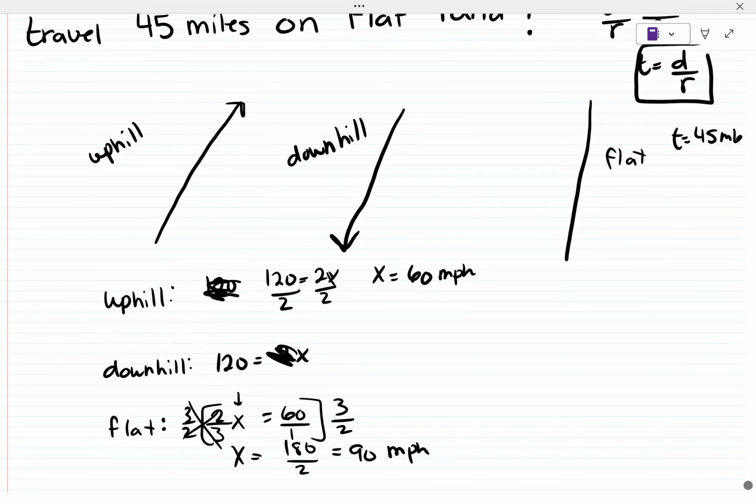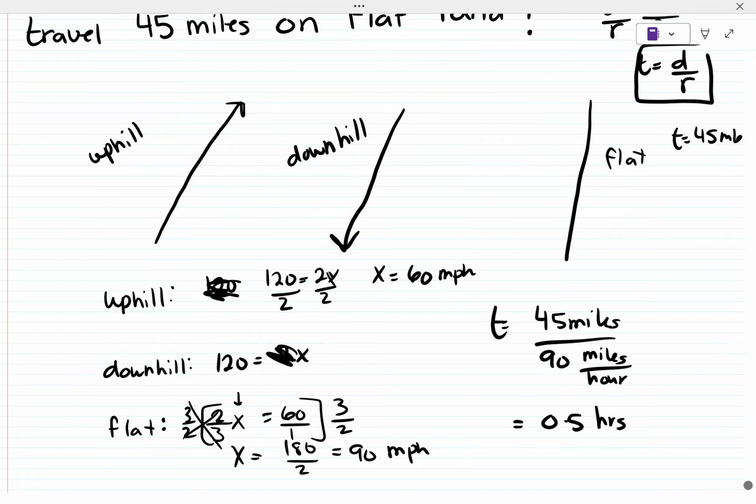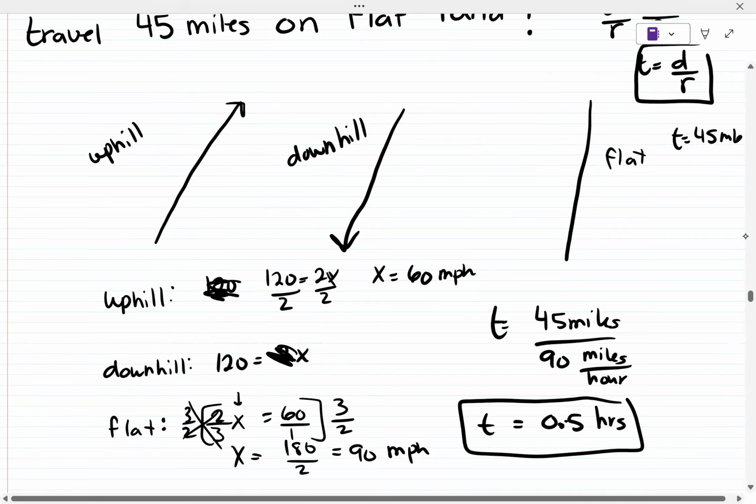Okay, now we can find our time. So our time is distance, which was given as 45 miles, divided by 90 miles per hour. 45 divided by 90 comes out nicely as 0.5. And then our unit should be in hours. Okay, so my time is 0.5 hours, or one half hour. Okay, let's move on.